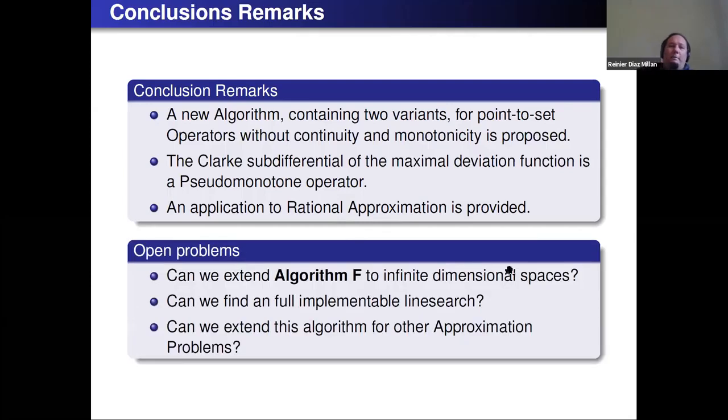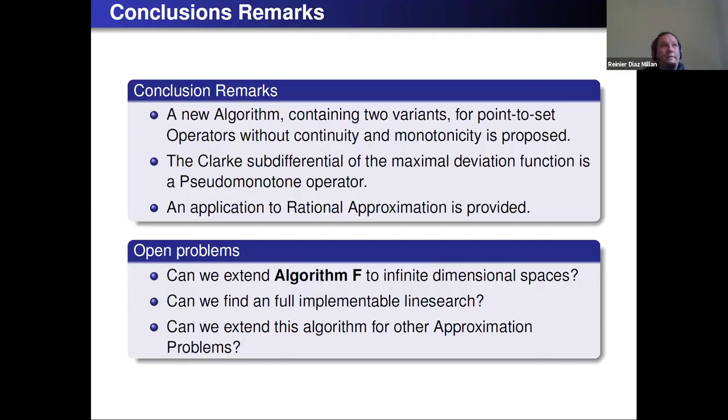As some open problems, we can extend this algorithm to infinite dimensional spaces. Talking about just the algorithm, I don't know the approximation function in infinite dimension. I don't think that this makes so much sense. And can we find a fully implementable line search? Because this line search is implementable by the phase of the Clarke subdifferential of our problem, of the approximation problem.